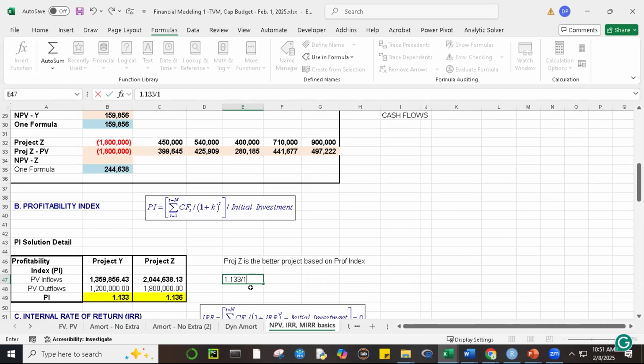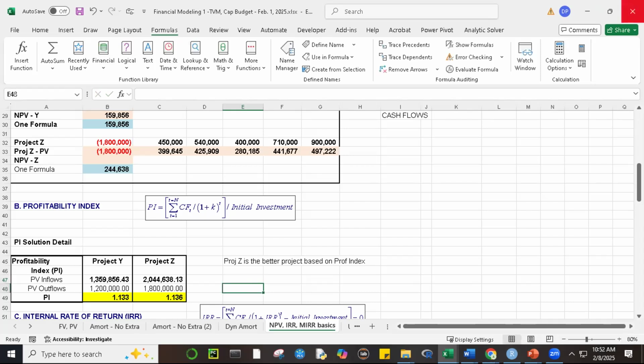So their initial investments are pegged at 1, then project Y gets the present values of cash flows at 1.133, while project Z gets 1.136. So their comparisons are now on equal footing, kasi divided by 1 na lahat yung initial investment nila. Okay? So is that explanation clear, class?